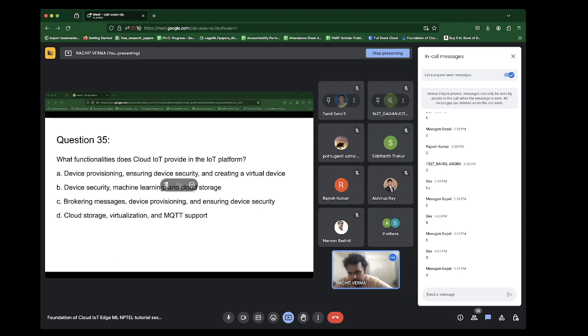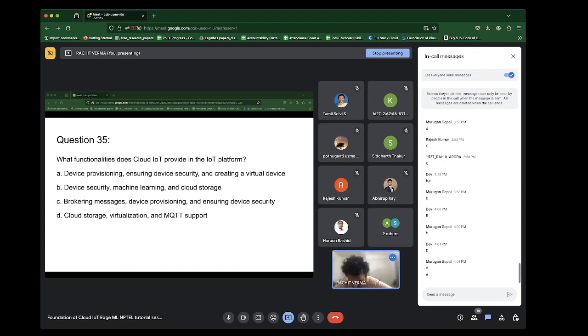So what functionalities does cloud IoT provide in the IoT platform? A, device provisioning, ensuring device security and creating a virtual device. B, device security, machine learning, cloud storage. C, brokering messages, device provisioning, ensuring device security. D, cloud storage, virtualization, and MQTT support. C. Yeah, C.